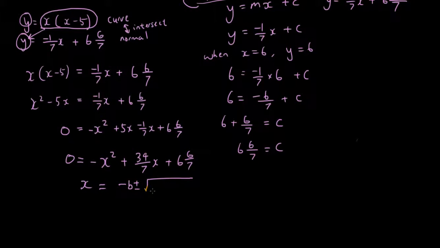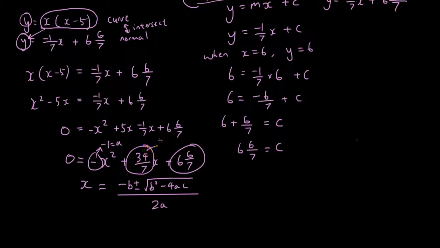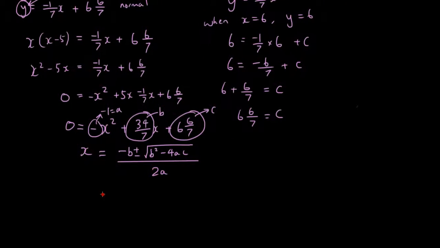Because there are 3 terms here, there's no way for us to solve it without using the quadratic formula, because they're not whole numbers. So that number here is a, so negative 1 is a, and b is that, and c is that, that's b, that's c, and so on.